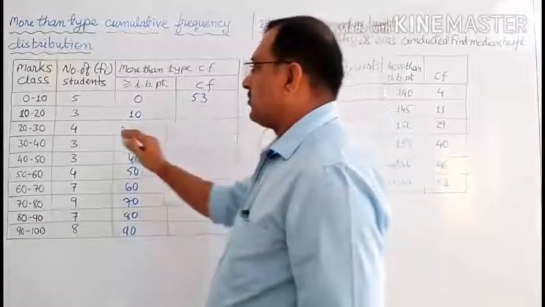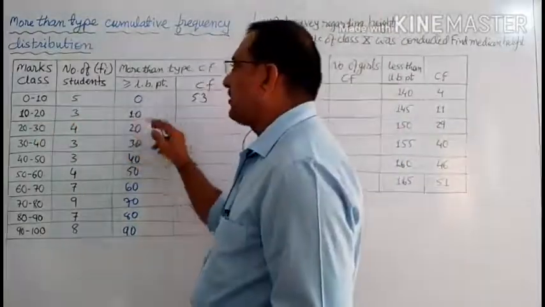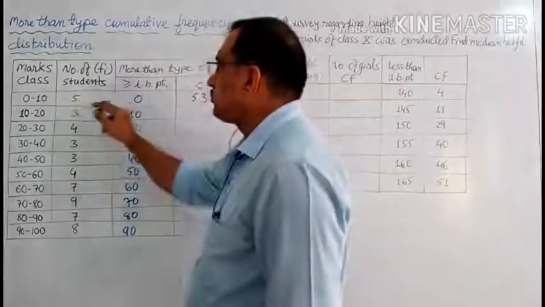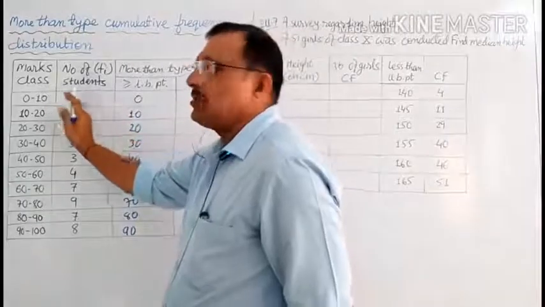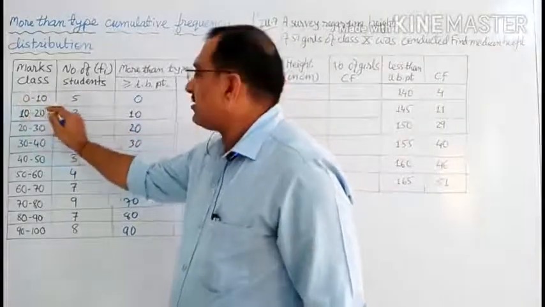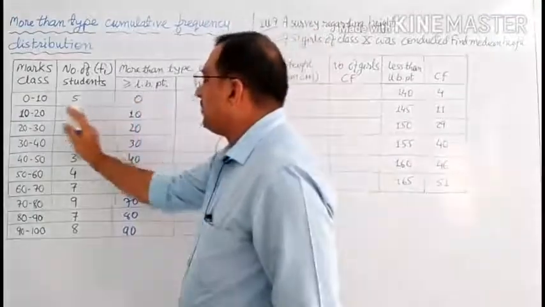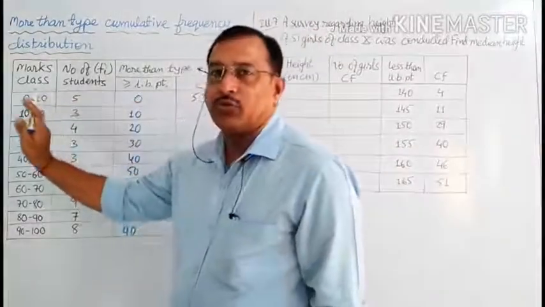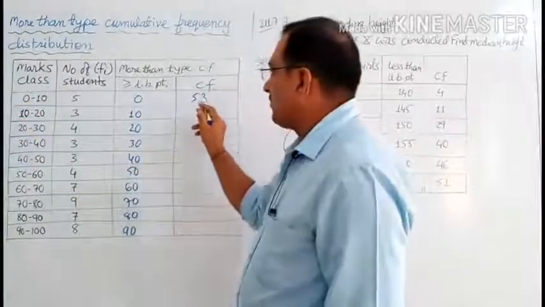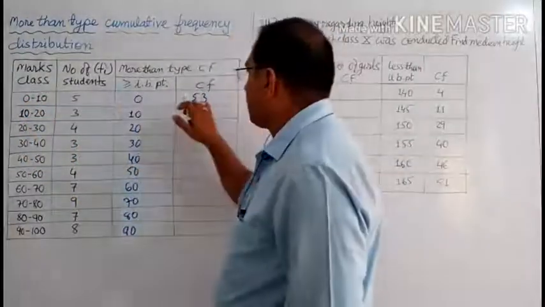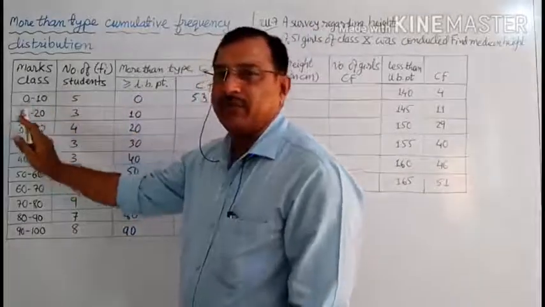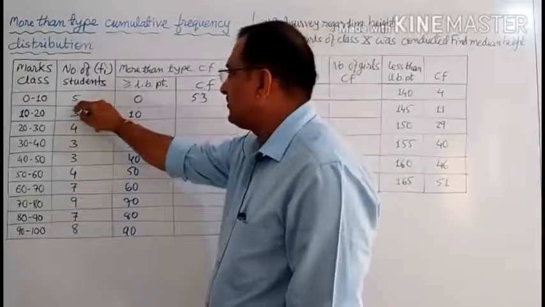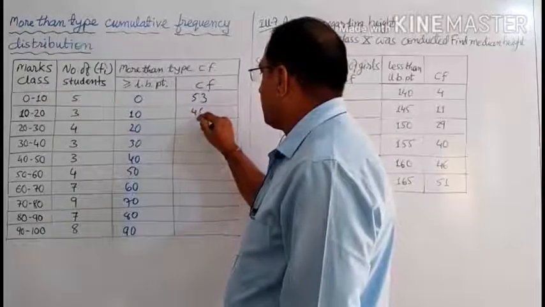So all the students have scored marks either 0 or greater than that. Now we want the students having scored marks 10 or greater than that. Up to 10, how many students are there? There are 5 students who have scored less than 10. So we want 10 or more than that. That means those who have scored less than 10 should be subtracted from this. So there are 5 students out of 53 who have scored less than 10, but here we want greater than or equal to 10. That means 53 minus 5, so you will get 48.